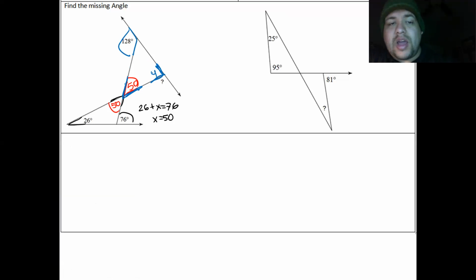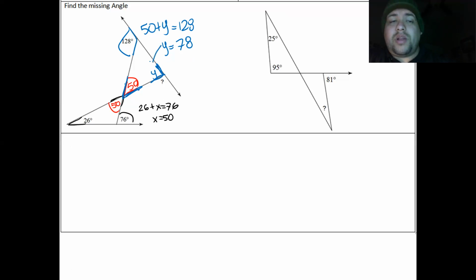I'm going to say this is y this time. So 50 plus y is equal to 128. Using that, you can subtract 50 from both sides. We're going to get y is equal to, let's see, 128 minus 50, 78. 78 would give me that 128 that I'm looking for.